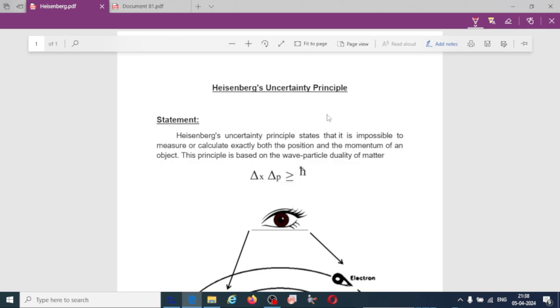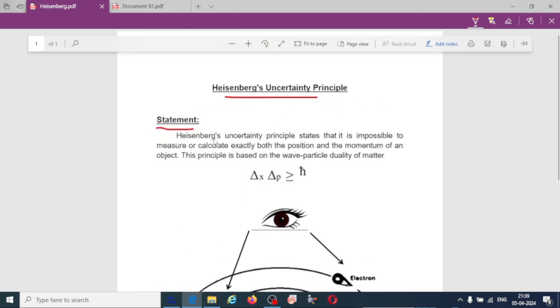Heisenberg uncertainty principle, one of the topics from quantum mechanics for the preparation of KSET or NET exam. Heisenberg uncertainty principle is one of the very important topics from quantum mechanics. If you understand wave-particle nature, that is the de Broglie wavelength, you can understand Heisenberg uncertainty principle. I have already explained that in the previous video, just go to that video. First you should know the statement of Heisenberg uncertainty principle.